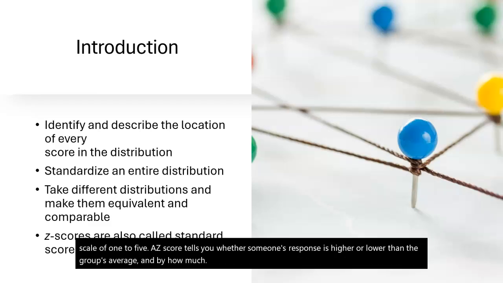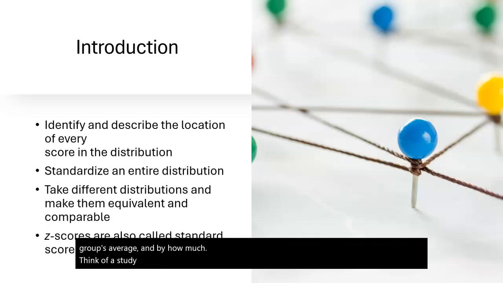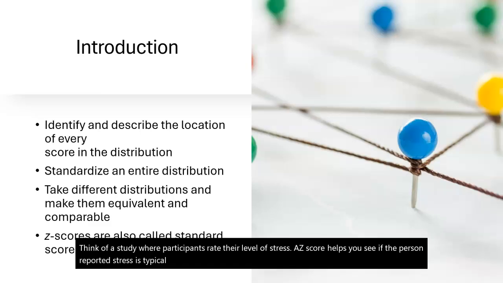Think of a study where participants rate their level of stress. A z-score helps you see if the person's reported stress is typical, or whether they're reporting much more or much less stress than everybody else.